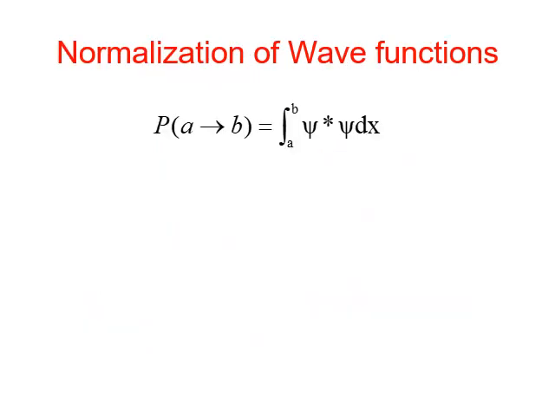We just learned that to calculate the probability of a particle in a range A to B, you square the wave function, then you integrate from A to B. If the wave function is a complex number, then you use the conjugate times the wave function and then integrate from A to B. So that's the probability in range A to B.